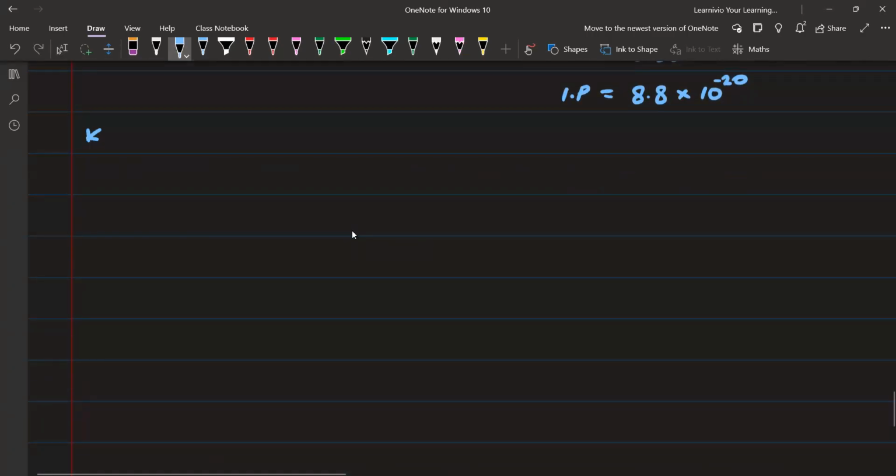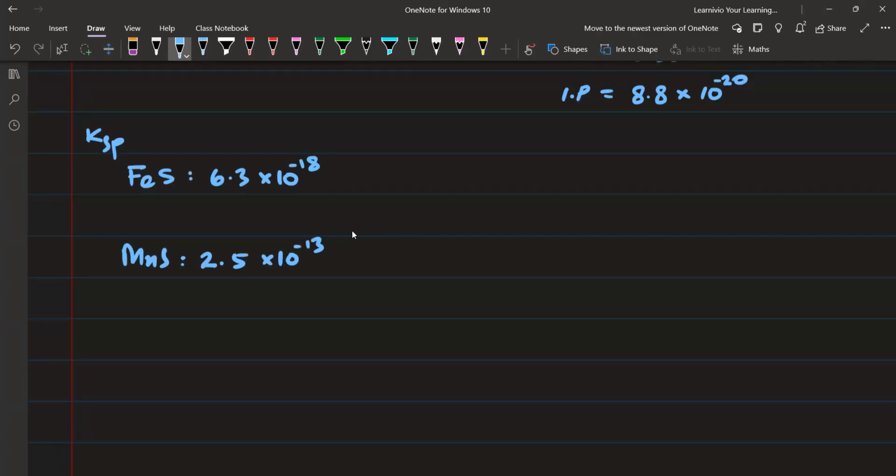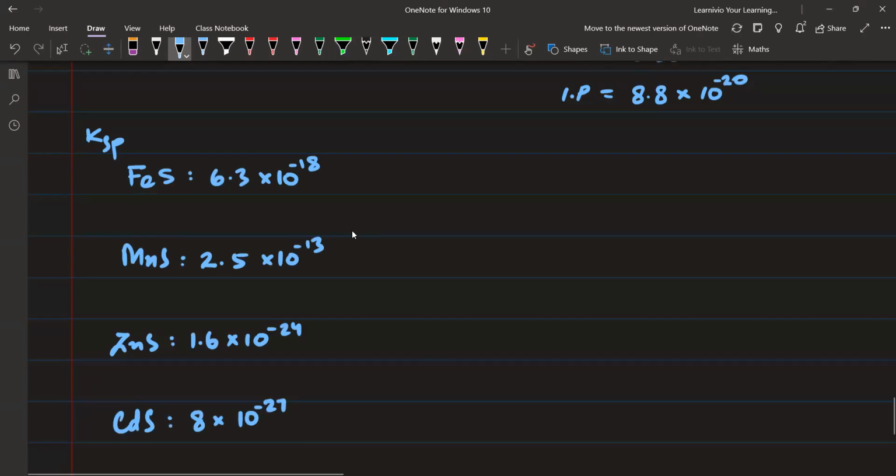So it is given in NCERT that the KSP of iron sulfide is 6.3 into 10 to the power minus 18. For manganese sulfide, it is 2.5 into 10 to the power minus 13. For zinc sulfide, it is 1.6 into 10 to the power minus 24. And for cadmium sulfide, it is equal to 8 into 10 to the power minus 27. So now we have to compare our ionic product and KSP.